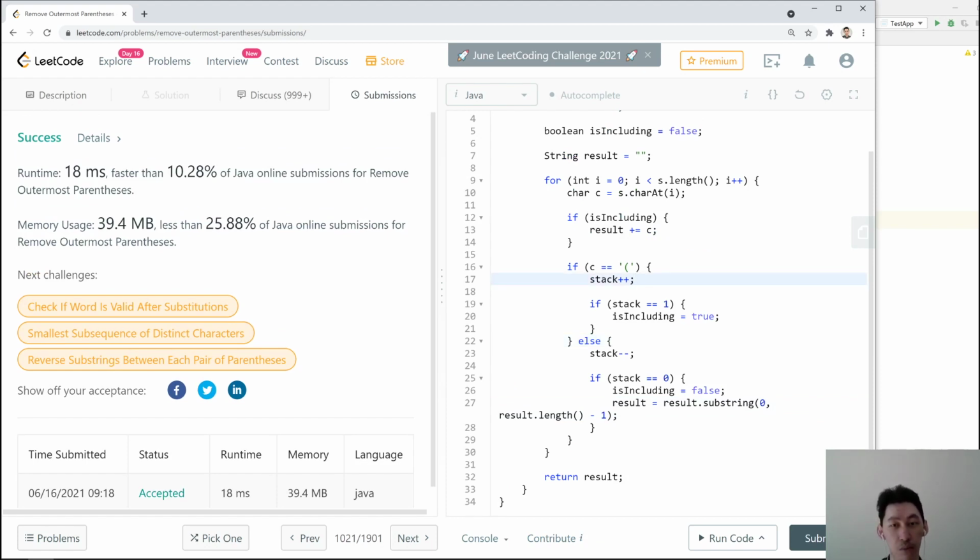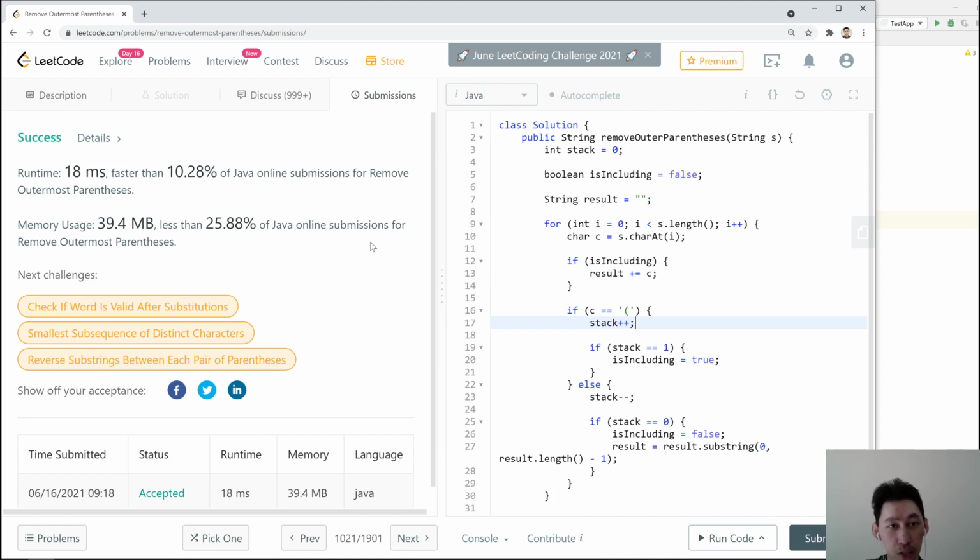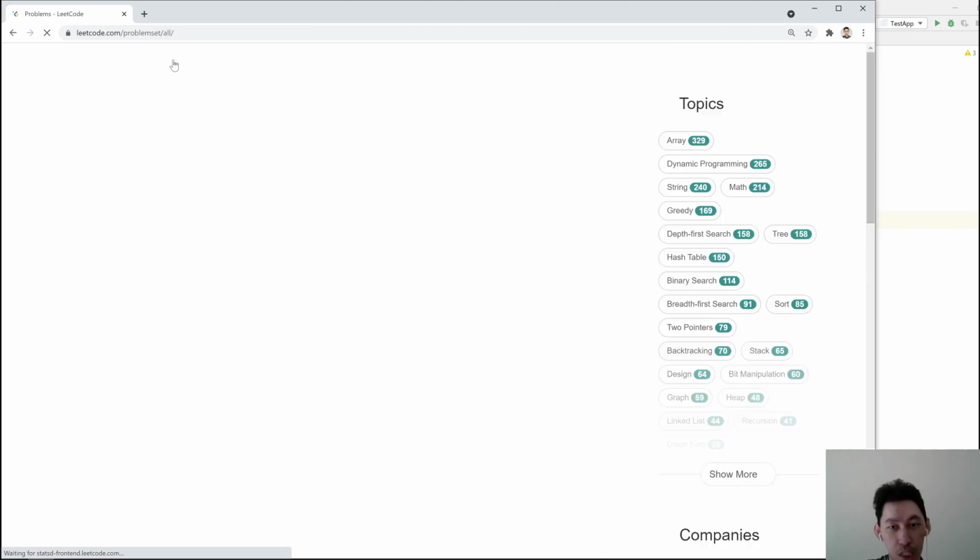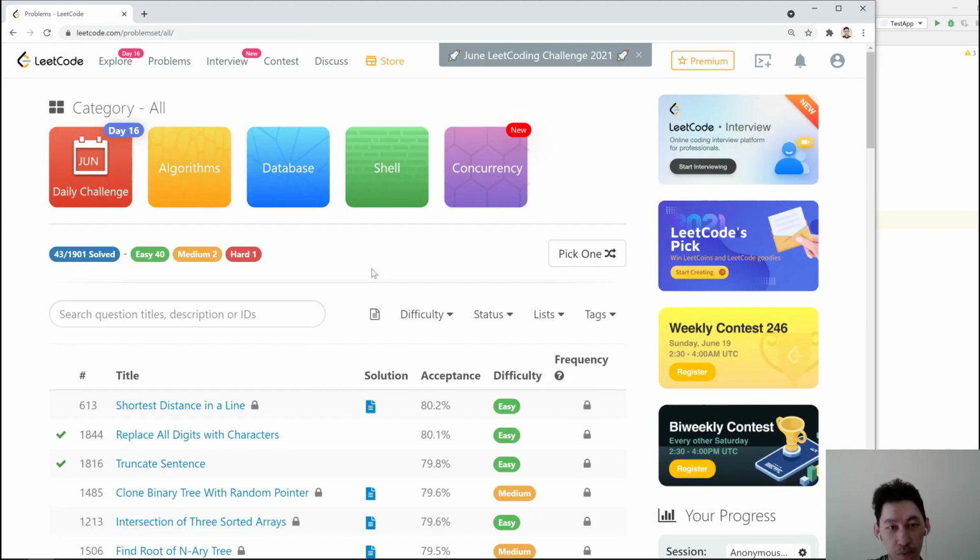I kind of went off on my intuition of getting rid of the matching parentheses that form the outer shell of whatever's inside. I was kind of concerned that I would have to go deeper into the recursion, but apparently it's just the outer ones. I guess that's why it's marked as easy. The question itself was quite difficult to get, but what's done is done. Let's go next.